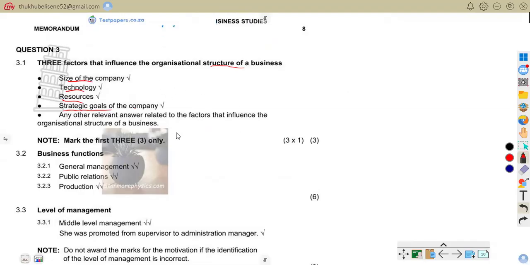So the size of the company, that is, larger businesses require more levels of management. That is true. A national retailer has regional managers, for example. Technology: advanced technology may require specialized departments, for example an IT department that manages business systems. Resources: availability of resources affects structure design, so, for example, limited finances result in fewer management levels. Strategic goals of the company: structure must support long-term objectives.